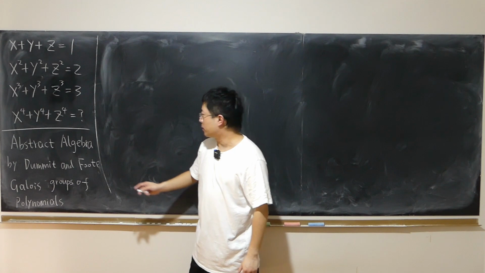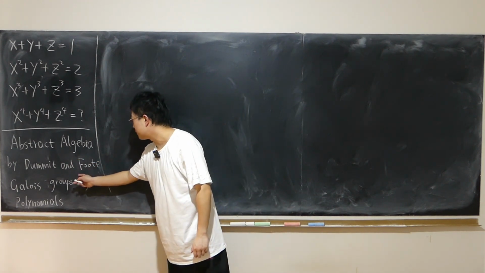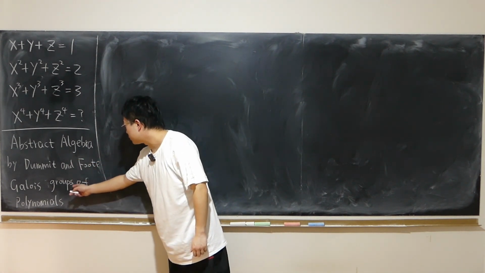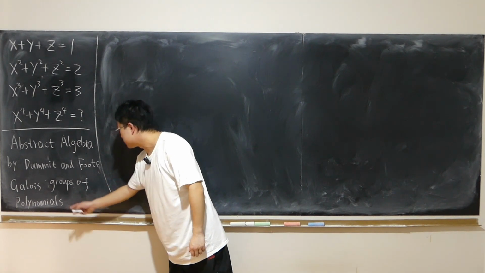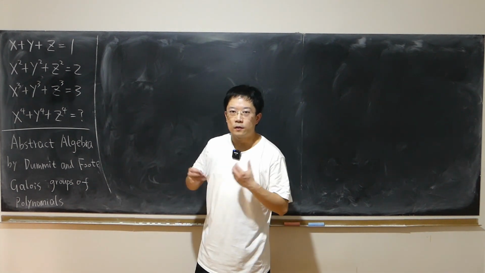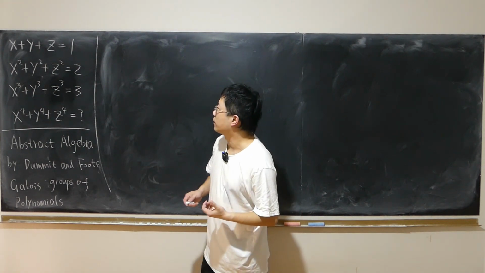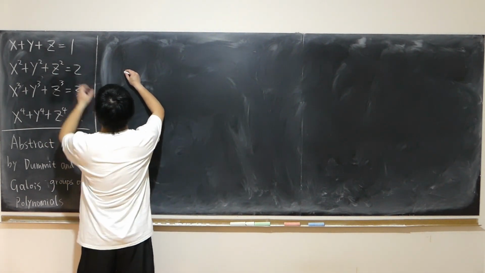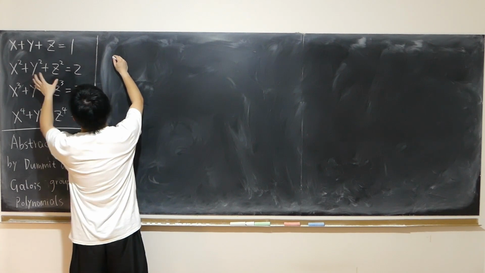So this problem is from the book Abstract Algebra by Dummit and Foote, in the chapter on Galois groups of polynomials, the study of symmetry. And in fact, we can solve it without using too much abstract algebra. First, let me use some notation for our own convenience.